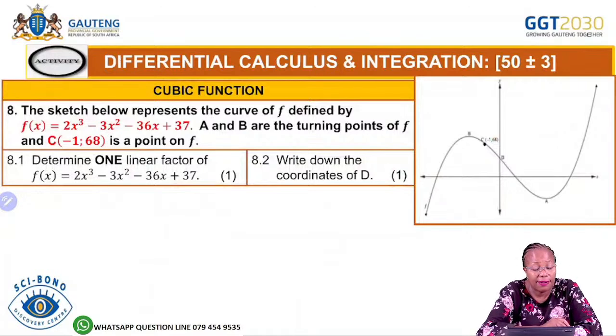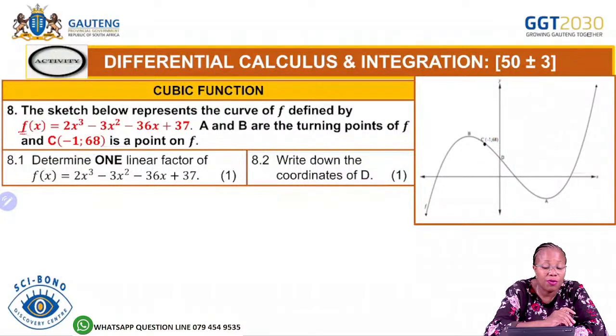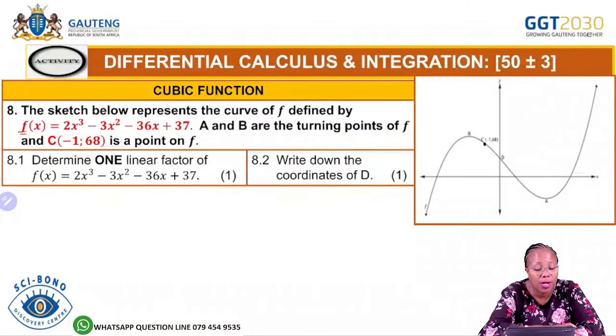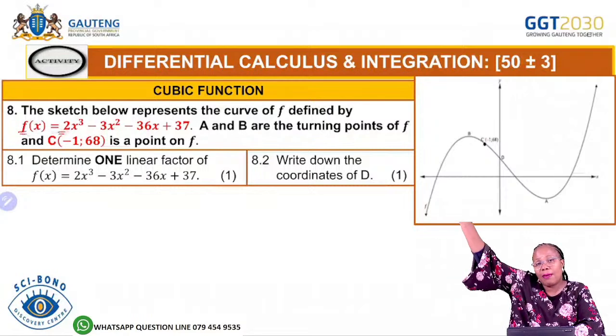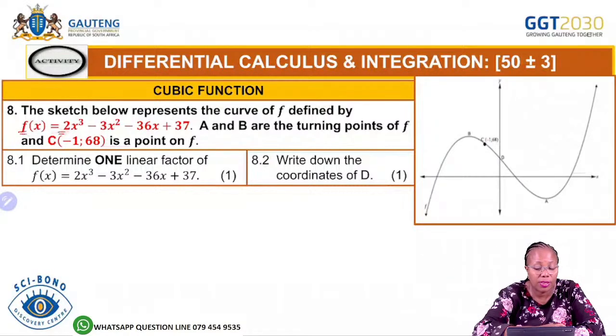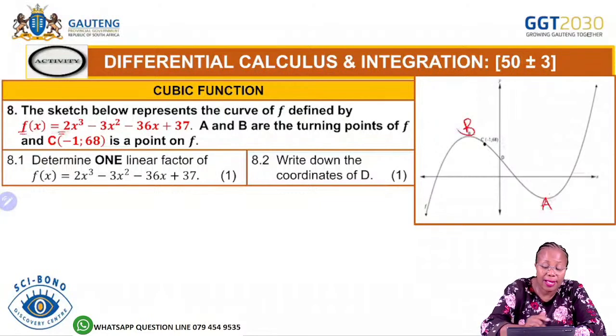In this case, we are given the sketch below representing the curve of f, and this curve is defined by f of x, the formula given to us, which is 2x cubed minus 3x squared minus 36x plus 37. As you can see, our a is positive here. That is why the graph ends up with the arm that is concave up, because of positive a. And then A and B are the turning points of f. And C is the point minus 1 and 68.